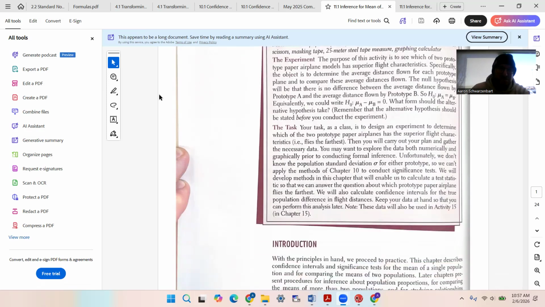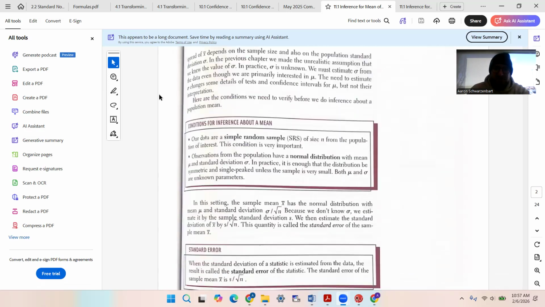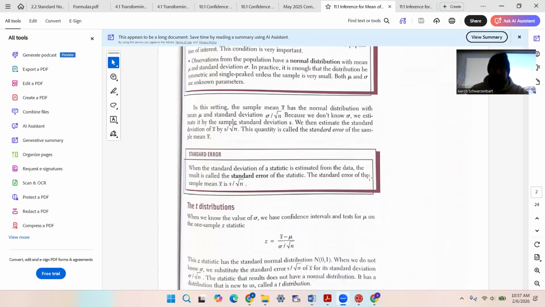Looking at this, it has to be a simple random sample, and your population, which is usually your population of means, again has to follow a roughly normal distribution. The t-test happens to be more resistant to non-normality than the z, which is a plus.